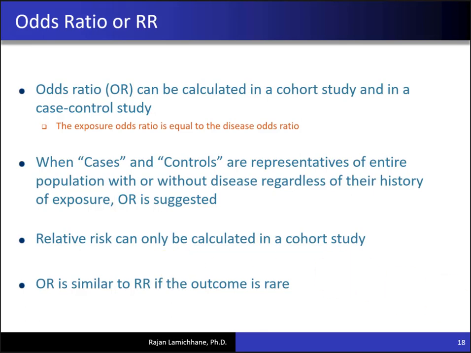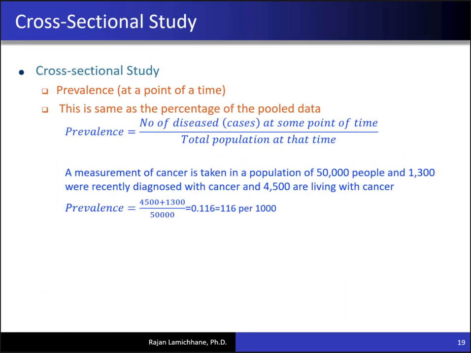In general, we use the odds ratio compared to the relative risk, because when we assume that the cases and controls are representative of the entire population, an unbiased sample, then we always recommend using the odds ratio. Relative risk can only be calculated in a cohort study, and as I already mentioned, it can only be used in the prospective cohort study. And the odds ratio is similar to the relative risk if the disease is rare.